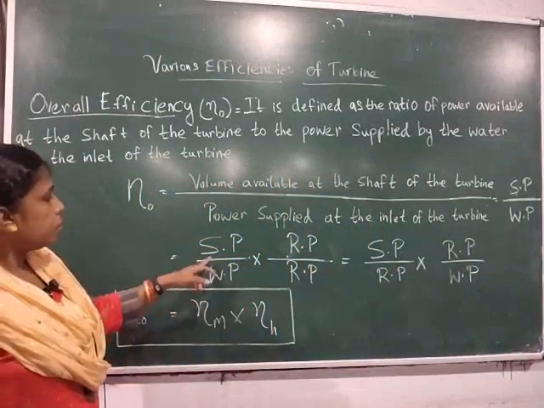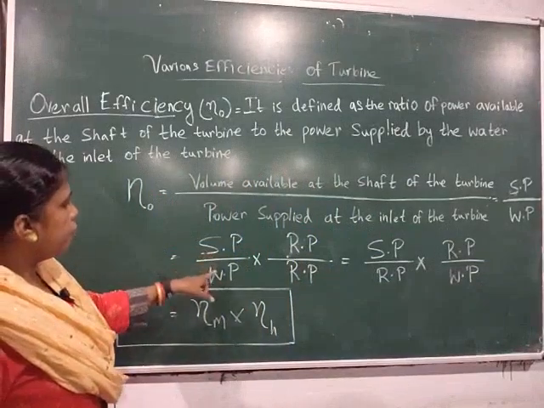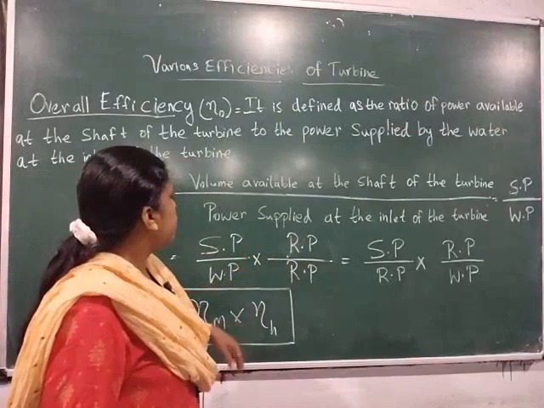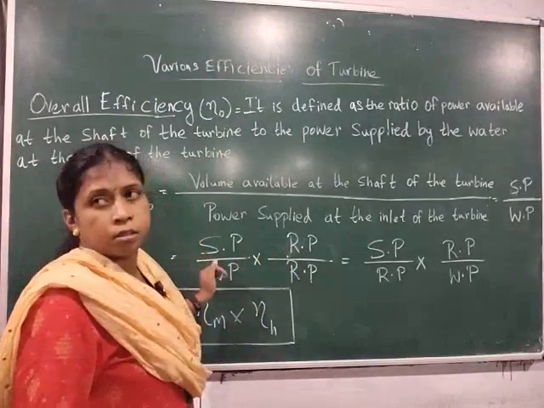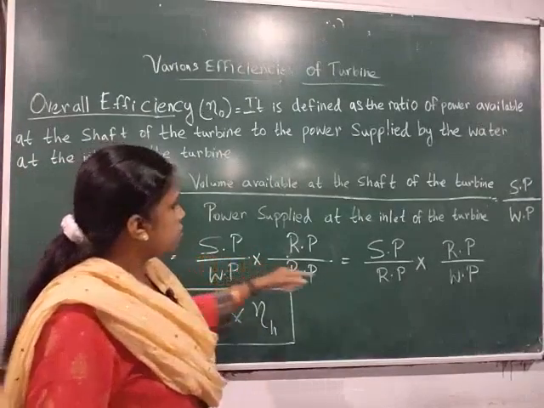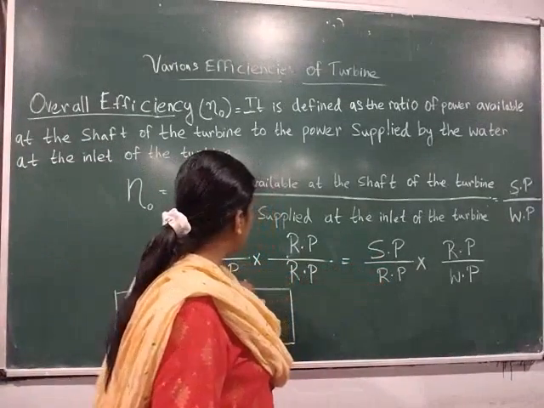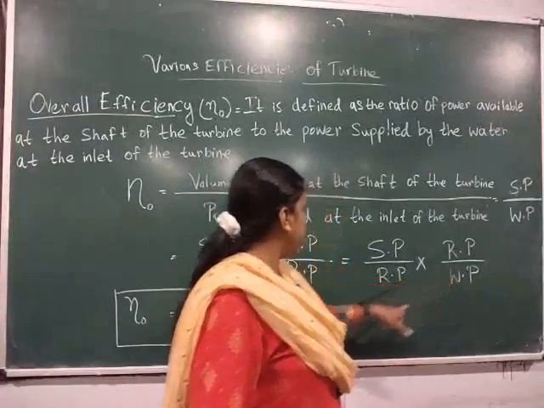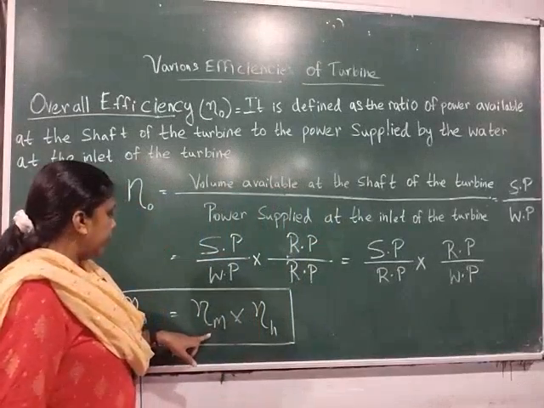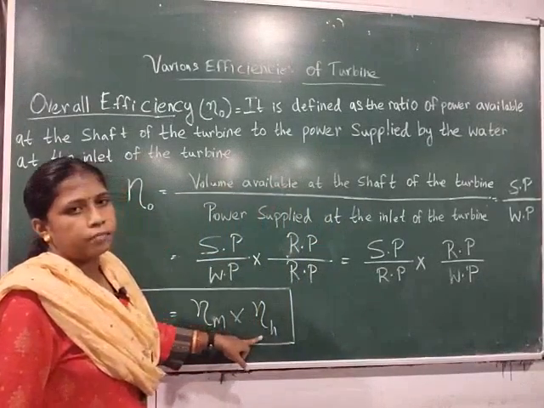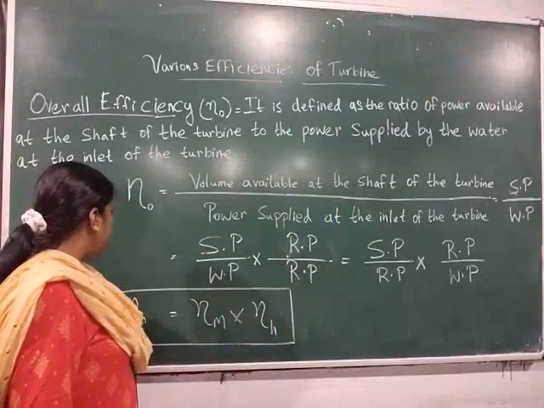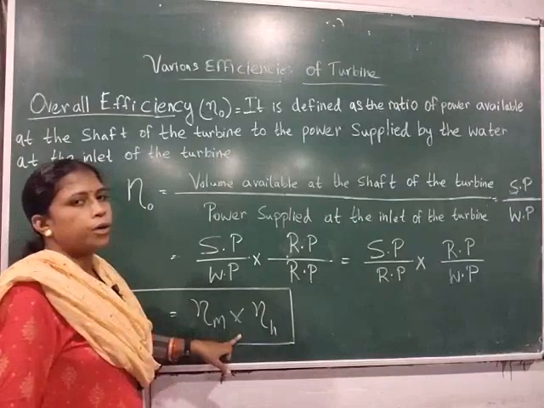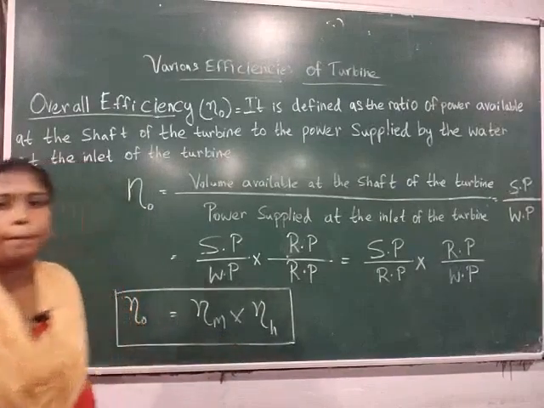Next, we can write this shaft power by water power as shaft power divided by runner power, multiplied by runner power divided by water power. When we separate it, shaft power divided by runner power, and runner power divided by water power, we are getting what? Mechanical efficiency and hydraulic efficiency. So your overall efficiency equals your mechanical efficiency into your hydraulic efficiency.